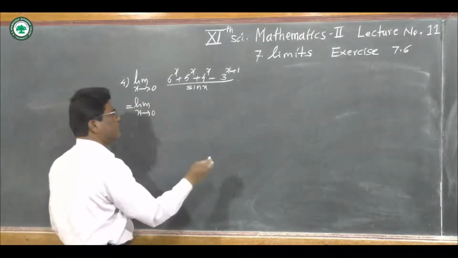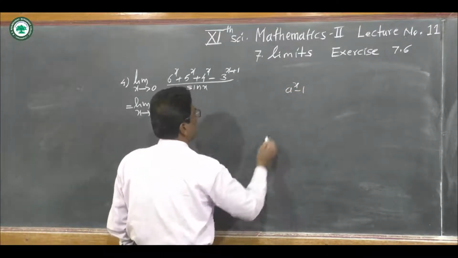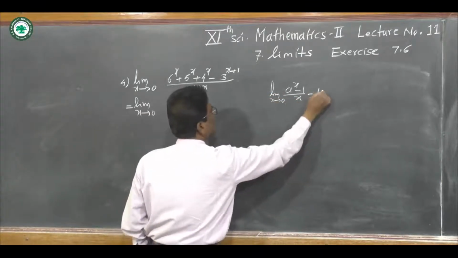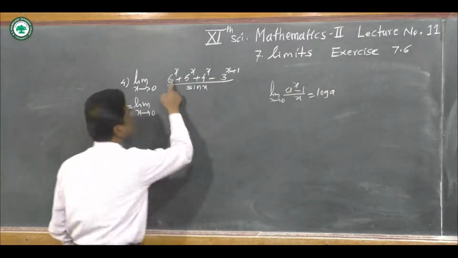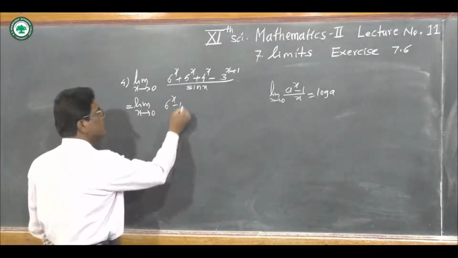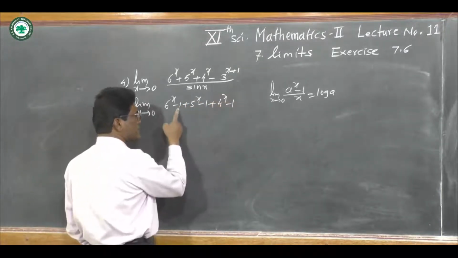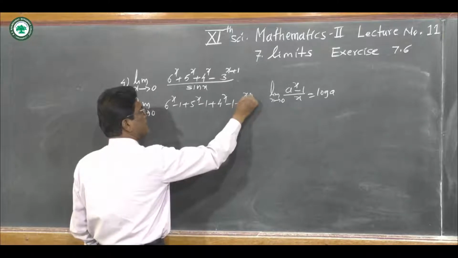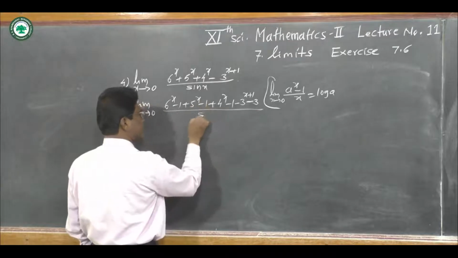Now to use the standard formula, a to the power x minus 1, divided by x, limit as x tends to 0, the value is log of a. So firstly a to the power x, then minus 1 we must have here. So 6^x minus 1, plus 5^x minus 1, plus 4^x minus 1. So this minus 1, minus 1, minus 1, it is minus 3. So minus 3^(x+1) and this minus 3, and the whole divided by sin x.